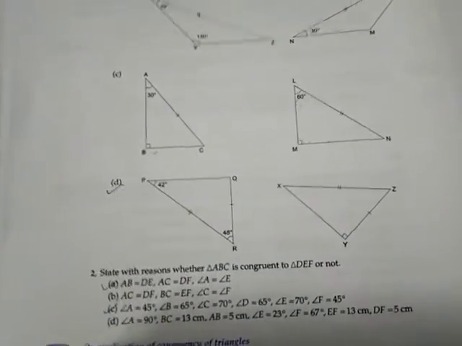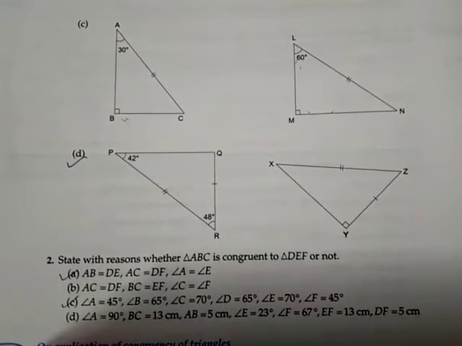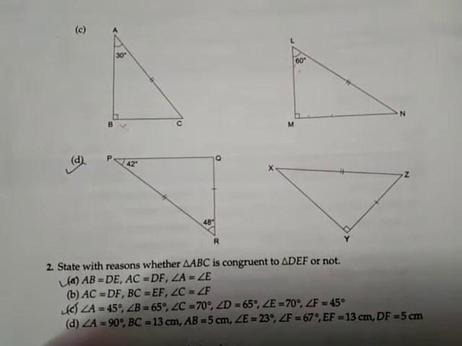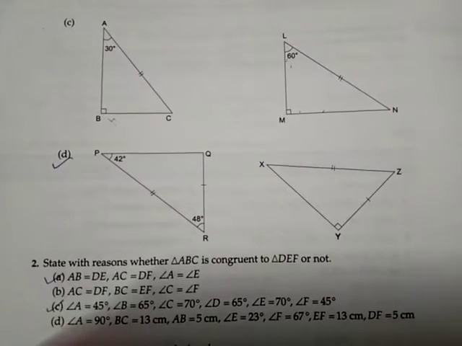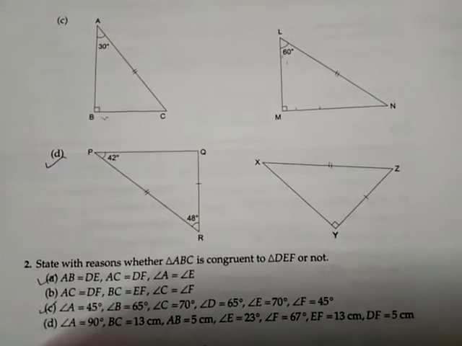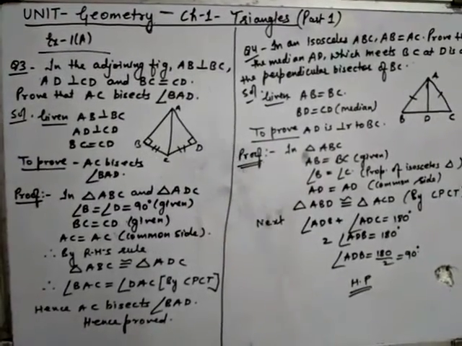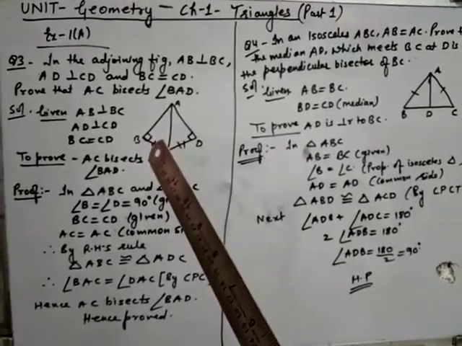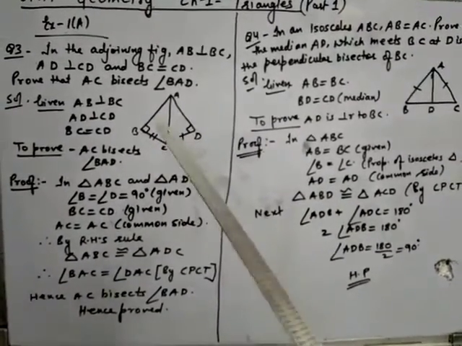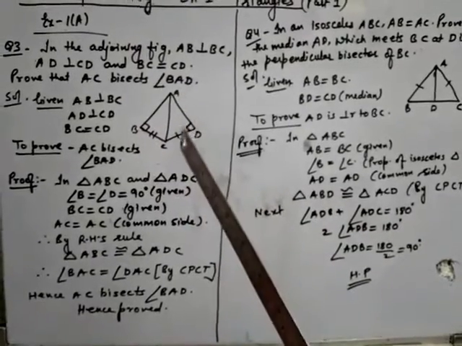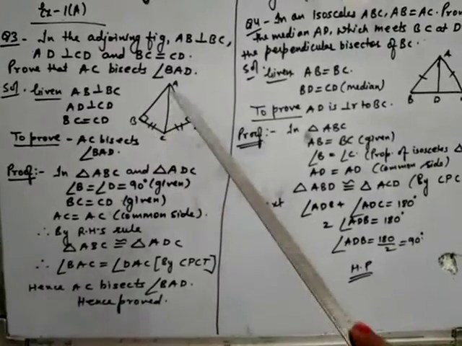Clear, student? Same in question number 2, we have to give the reason whether triangle ABC is congruent to triangle DEF or not. Condition first is given, AB equal to DE. Draw the triangle and then show it. Clear? Now we see question number 3. In question number 3, student, in the adjoining figure AB is perpendicular to BC and AD is perpendicular to CD. And given BC is equal to CD, we have to prove that AC bisects angle BAD.